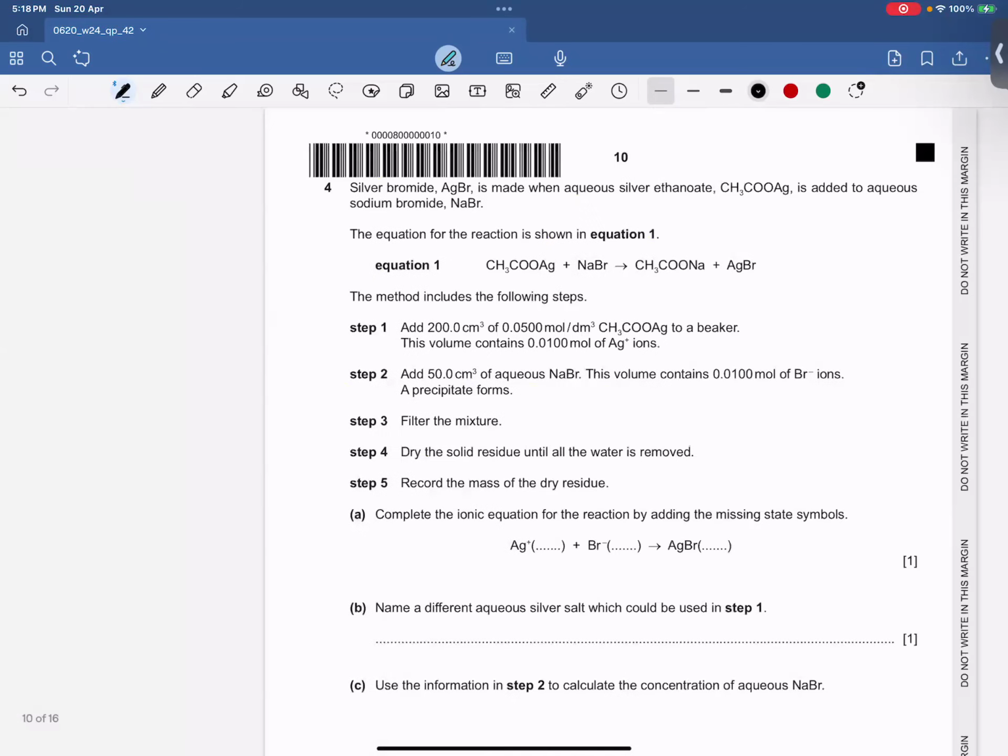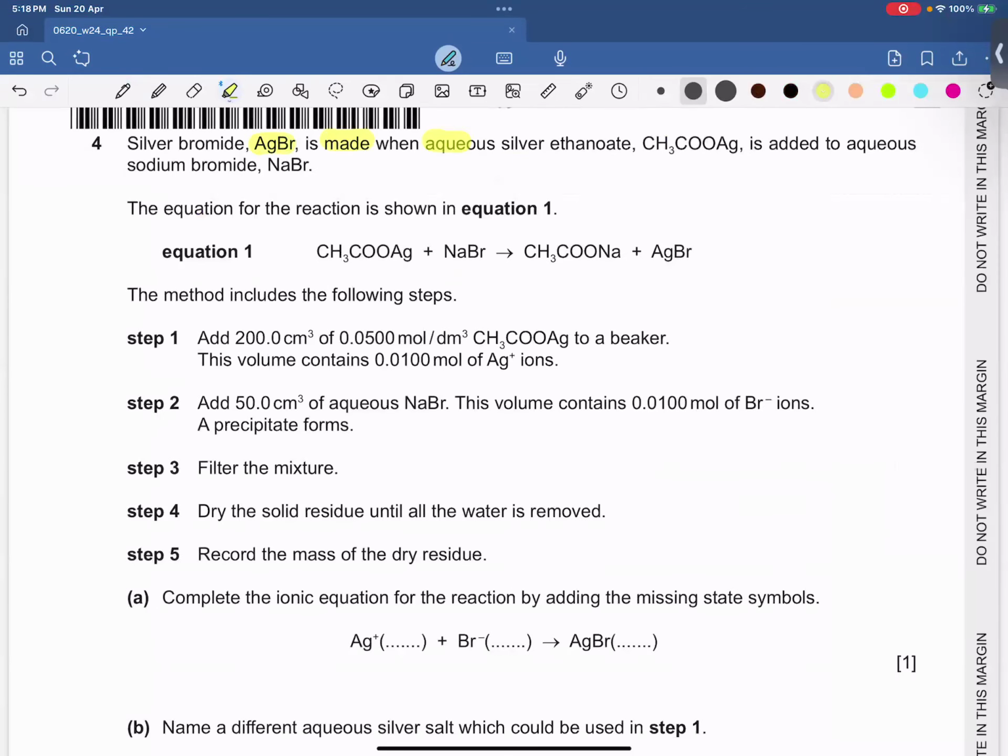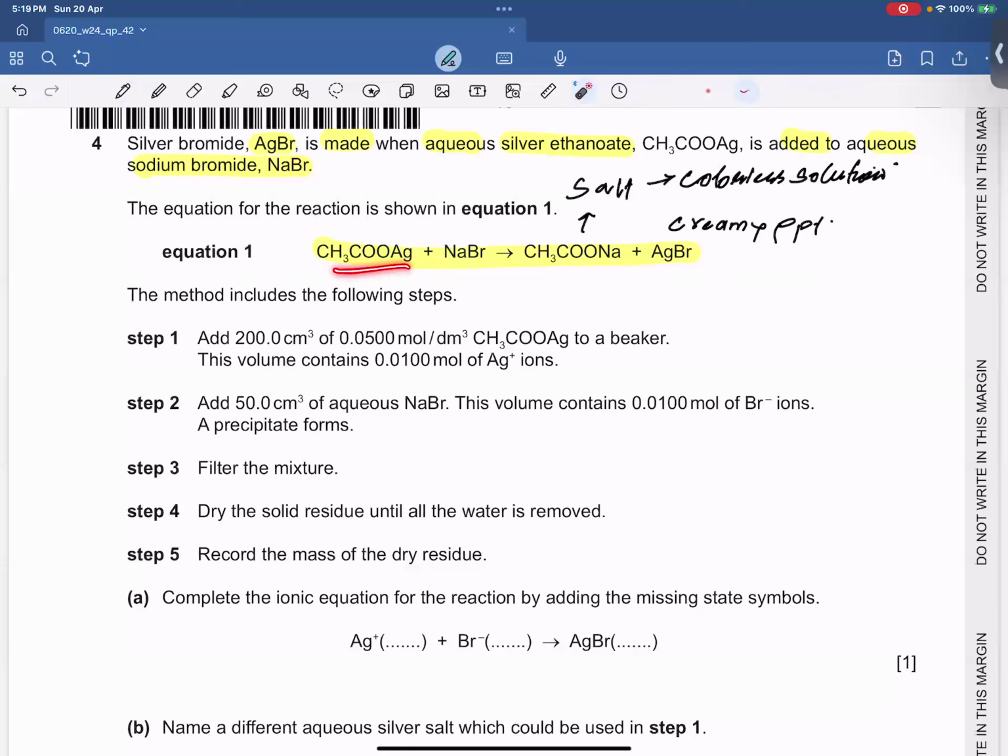Next question, question number 4. Silver bromide is made when aqueous silver ethanoate is added to aqueous sodium bromide. The equation for the reaction is this. Na and ethanoate will combine together to give sodium ethanoate. Ag and Br combine together to give AgBr, and obviously AgBr is a creamy precipitate, if you remember. And this sodium ethanoate is a salt, and this salt has a colorless solution.